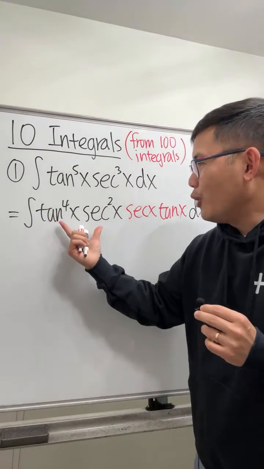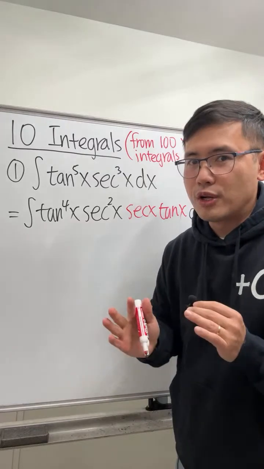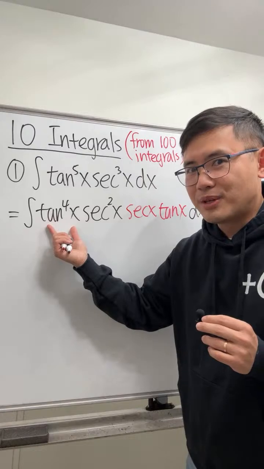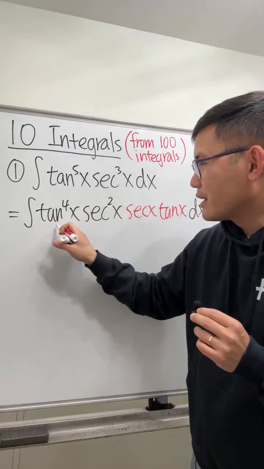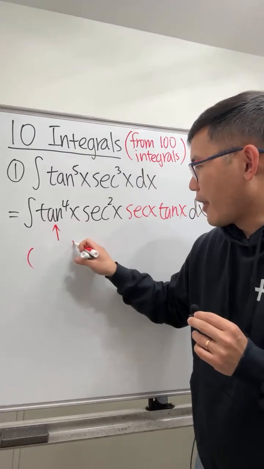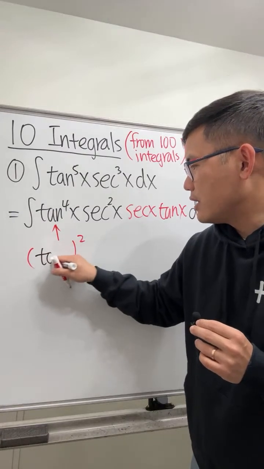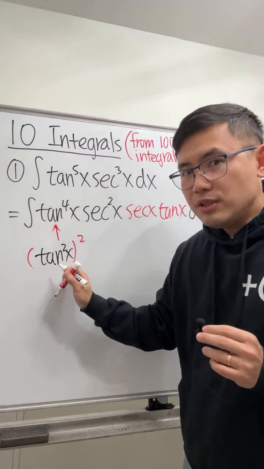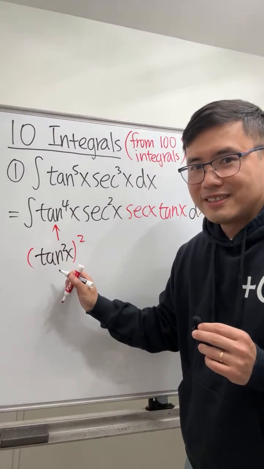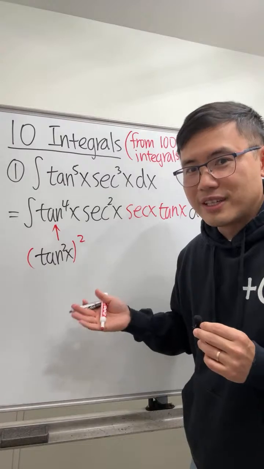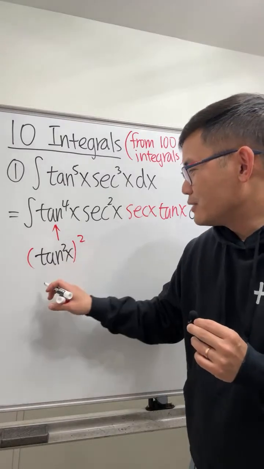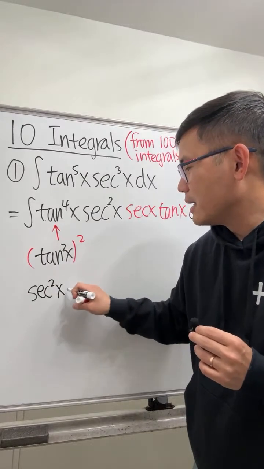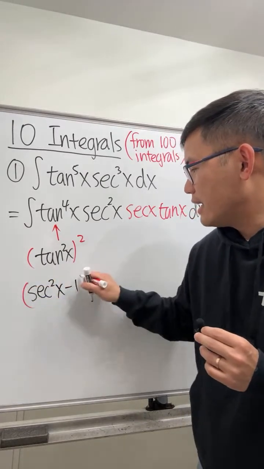Now, we hope that this part is just an expression in terms of secant x. Therefore, we should change this, right? Have a look. This right here is the same as something squared, and of course that is tangent squared and then squared. Tangent squared is equal to what? There's a trig identity for that. Yes. So this right here is the same as secant squared x minus 1, and then squared.